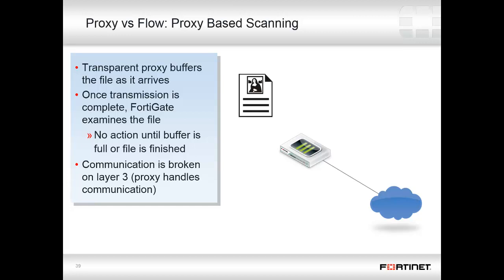Once the file is completely buffered, the FortiGate will apply the UTM profiles to the data and take the configured action. This type of scanning can cause delays because no data is passed through the FortiGate unit until the proxy makes a decision on what to do with it. This means either the file is fully transmitted and scanned or the buffer gets full.